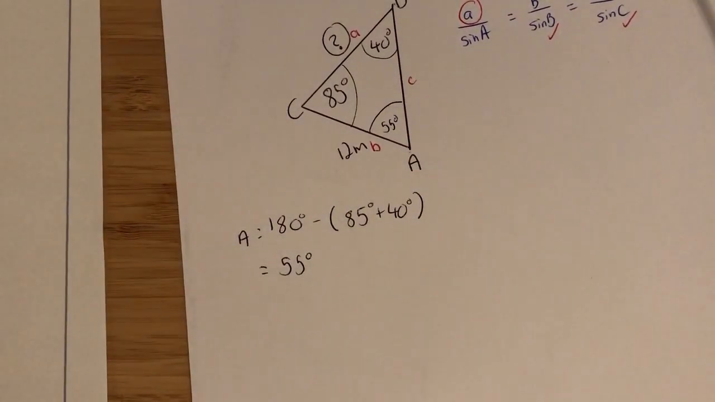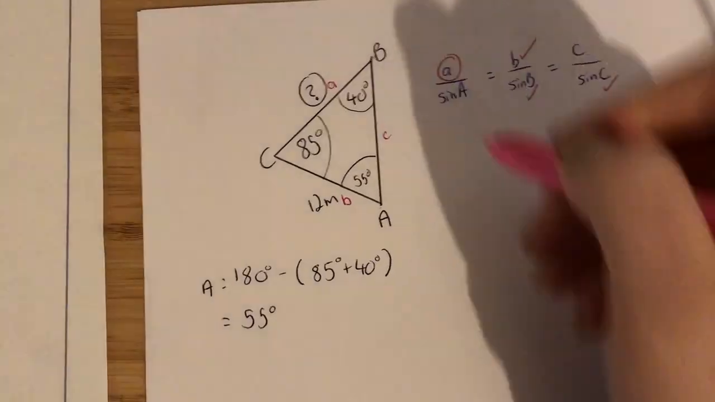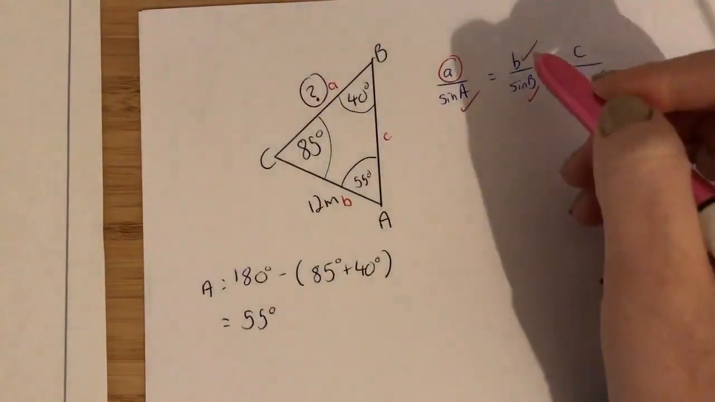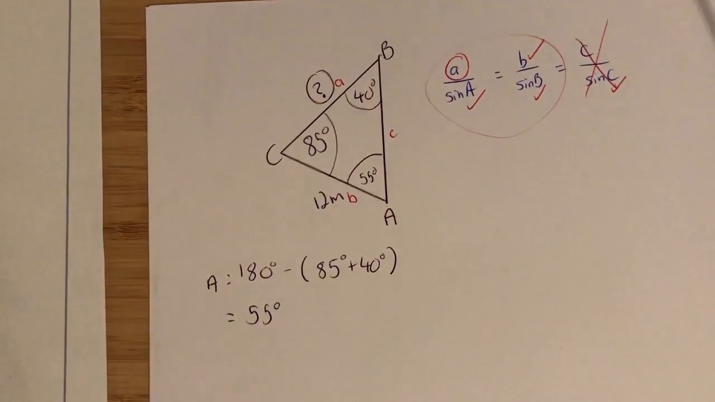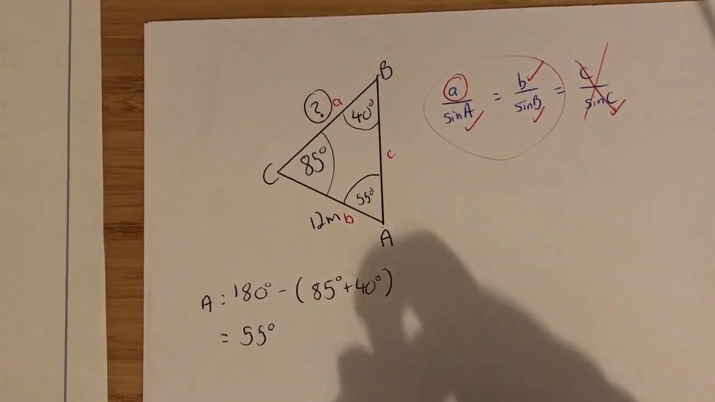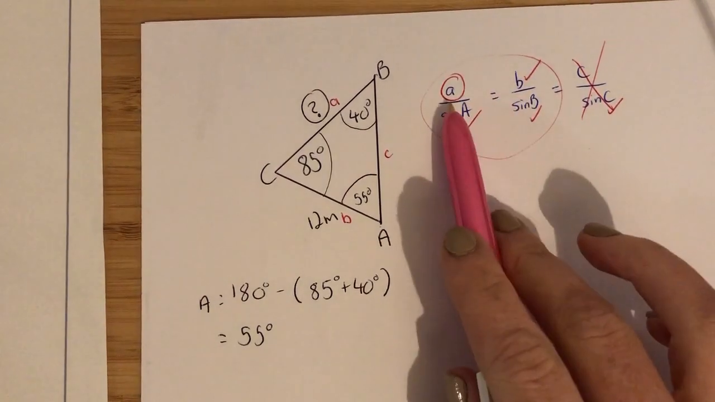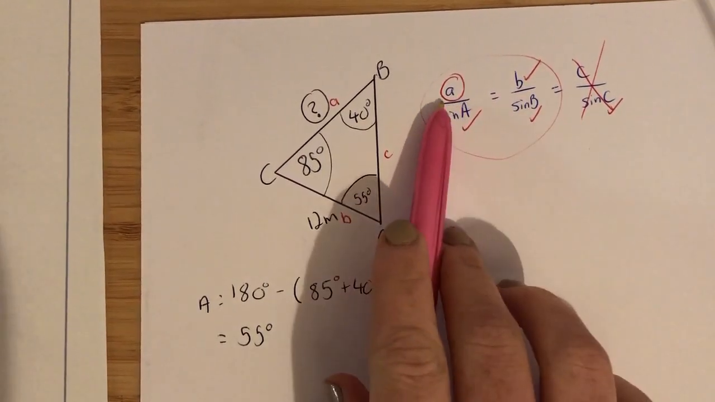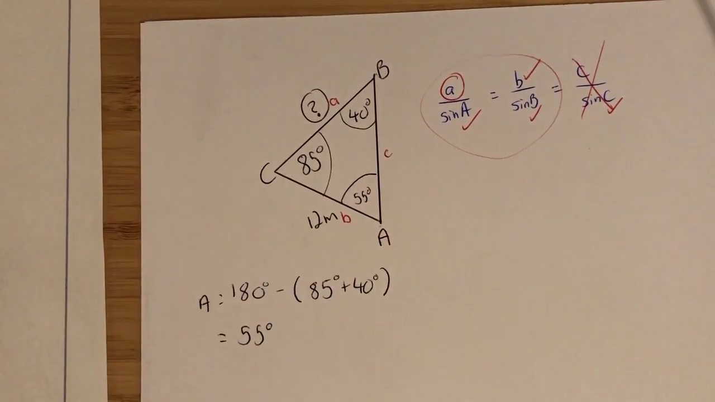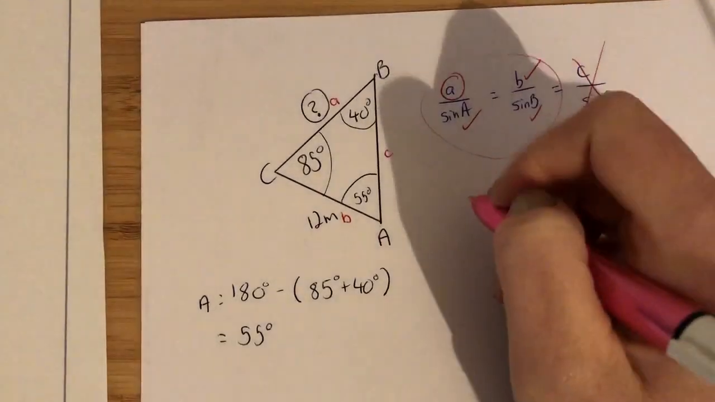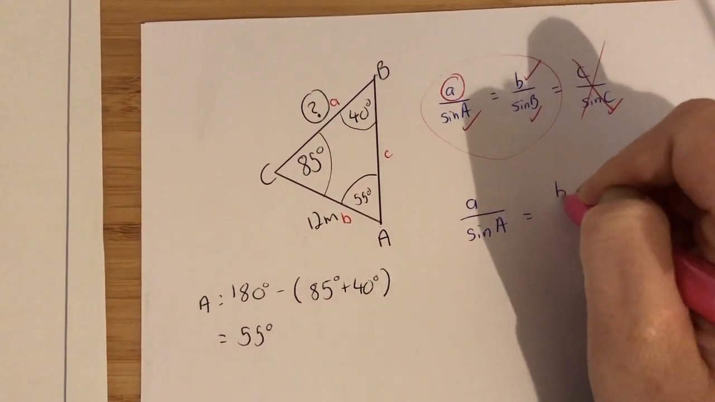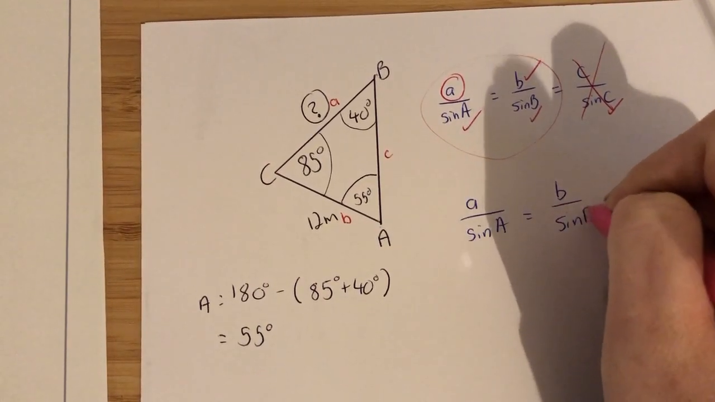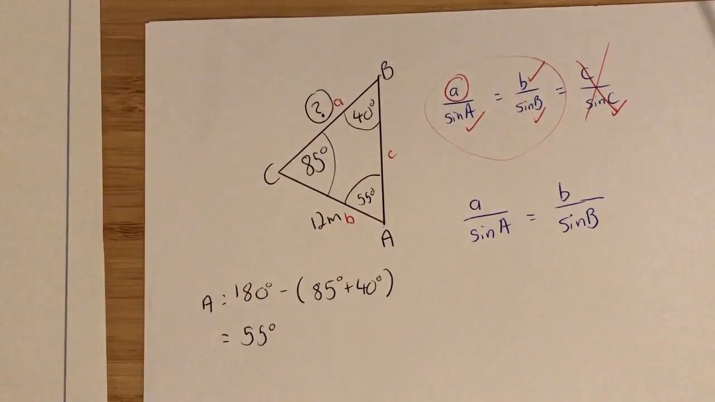And now we can tick sine A on our formula there. And now we have a matching pair, the A's and the B's, so we can get rid of the C. We don't need that for the rest of it now. We're now just going to write this out again. If A wasn't already at the top left, I would always write what you're looking for first. So A over sine A equals B over sine B. And it just makes it easier to handle as we're going through.